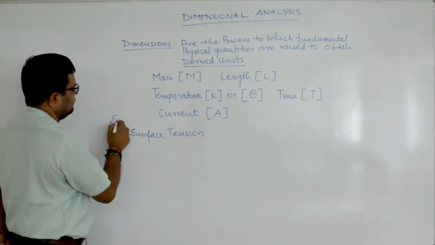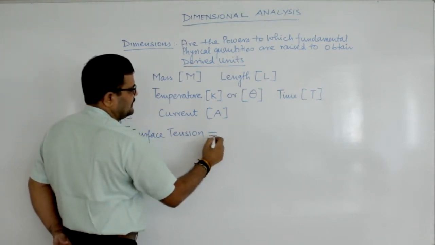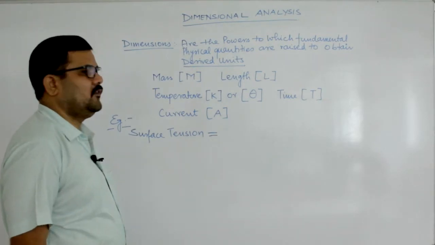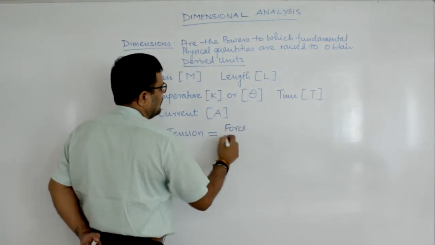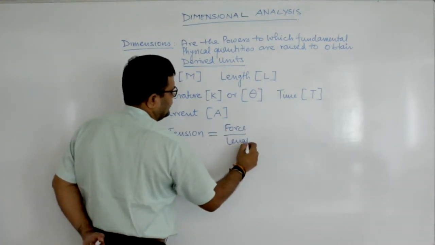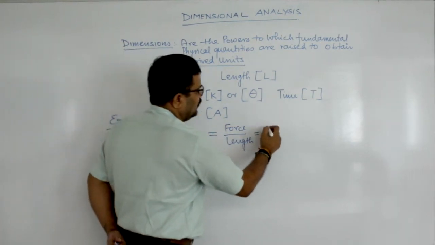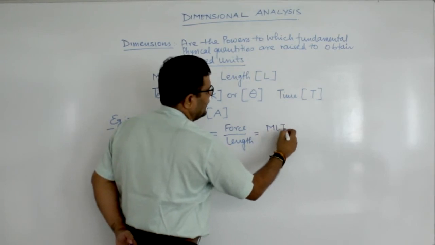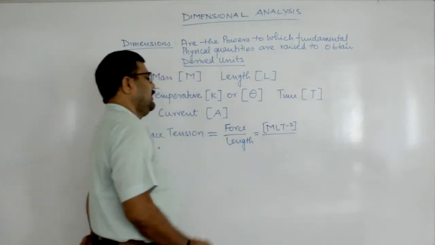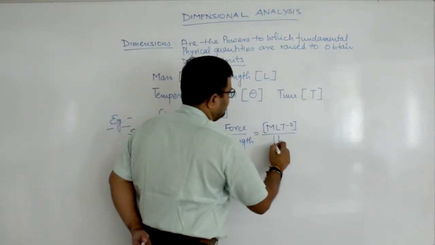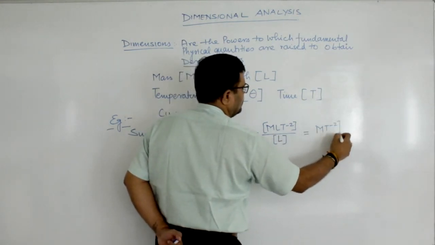This is an example of surface tension. You must know the formula for surface tension. Surface tension is force acting per unit length. This is found in fluids. Force, you all know the dimension of force, MLT^-2. We have discussed this in the previous class. Length is capital L. So this becomes MT^-2.